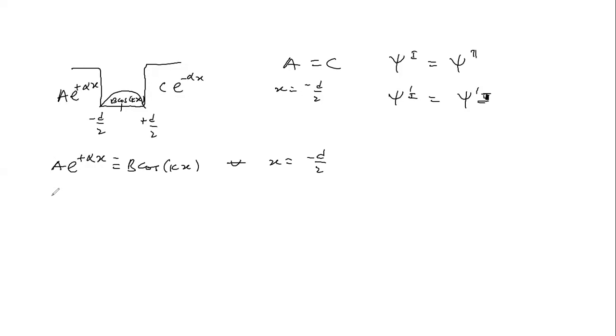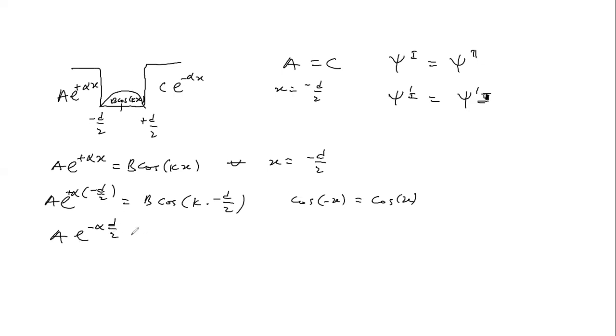So when x is that, we have A E^(+α(−d/2)) is the same as B cos(k · (−d/2)), okay? And we know cos(−x) is the same as cos x, right? So this means we have A E^(−αd/2) is the same as B cos(kd/2). So we have our first equation, okay?